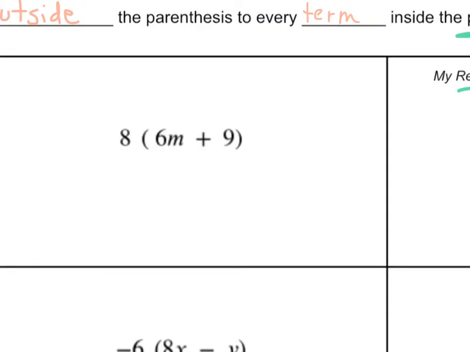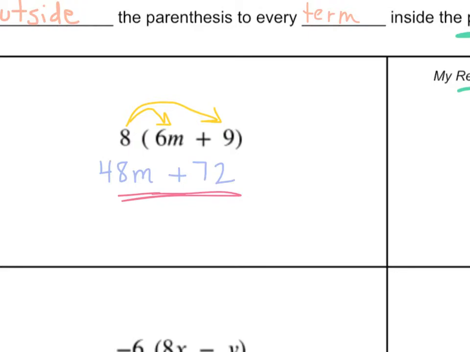Okay, we're going to distribute each number that's outside to each term inside. So distribute to each term, and we're going to be using multiplication. So our first step is 8 times 6m. 8 times 6 is 48m. Then 8 times 9 is 72, and it's a positive 72. That's all we do. These are not like terms, so we cannot do anything further.